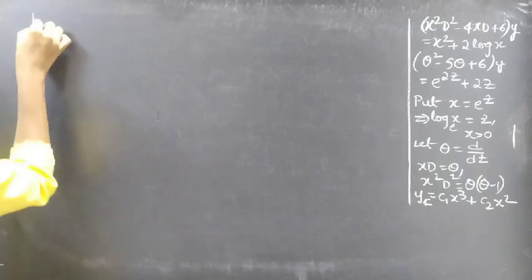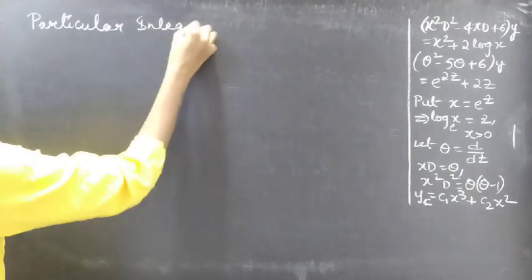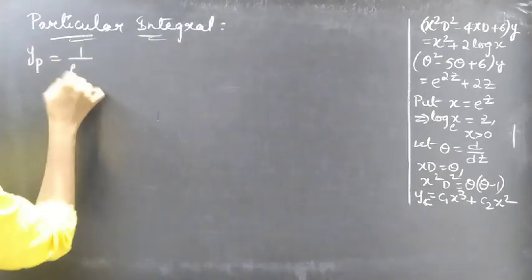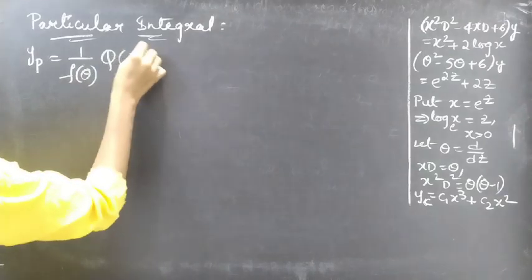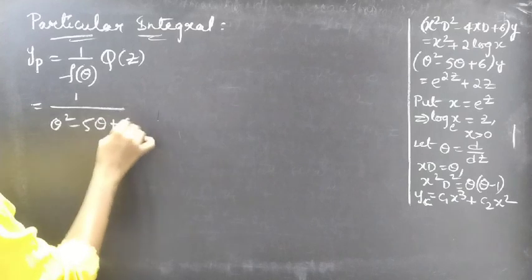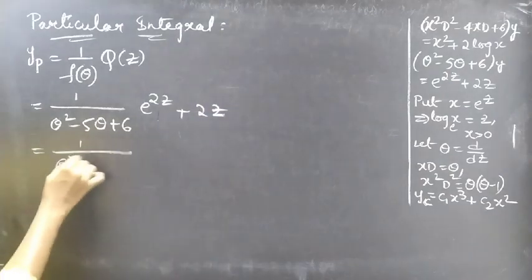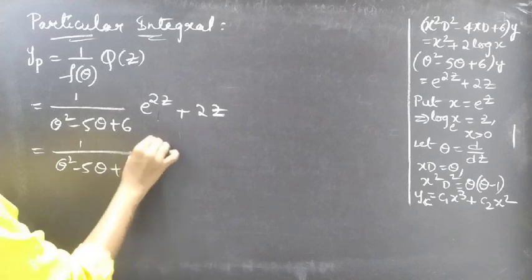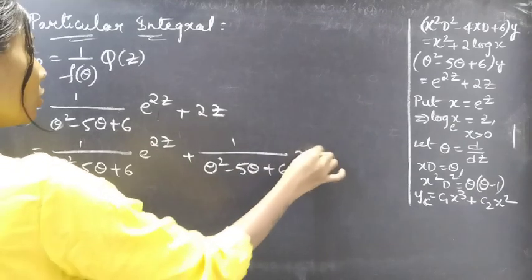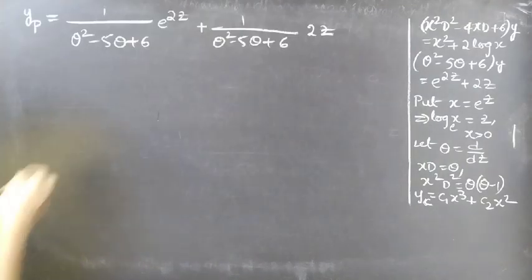Particular integral. We'll find the particular integral using 1/f(θ) times Q(z). We have f(θ) and Q(z), where f(θ) is θ² − 5θ + 6 and Q(z) is e^(2z) + 2z. We can write it as 1/(θ² − 5θ + 6) times e^(2z) plus 1/(θ² − 5θ + 6) times 2z. Let's find each term separately. So I'm going to begin with the first term.